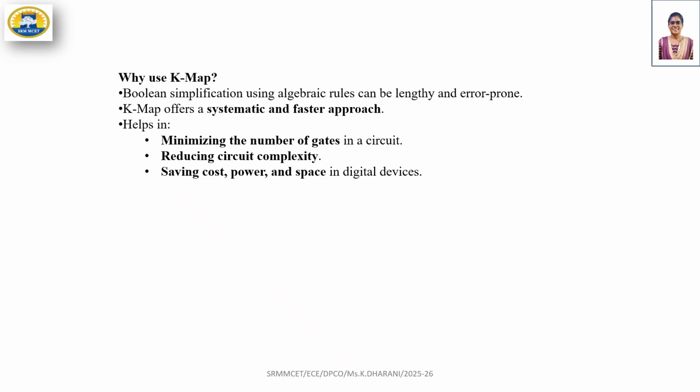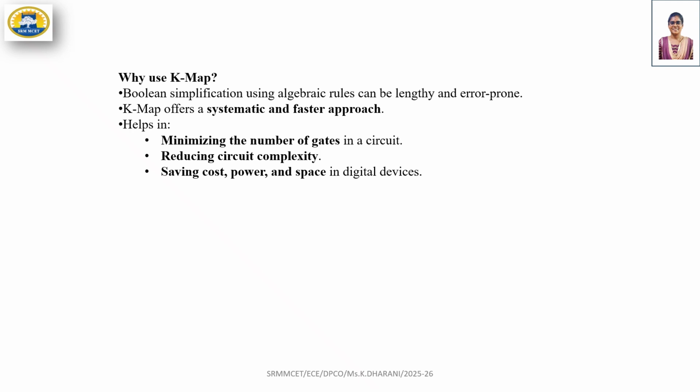What are the uses of K-map? K-map is used to simplify Boolean logic, where algebraic rules can be complex and error-prone. K-map always provides a systematic and faster method for simplification. For example, it is used to minimize the number of logic gates and reduce the circuit complexity, and it is used to save cost, power and space in digital devices.